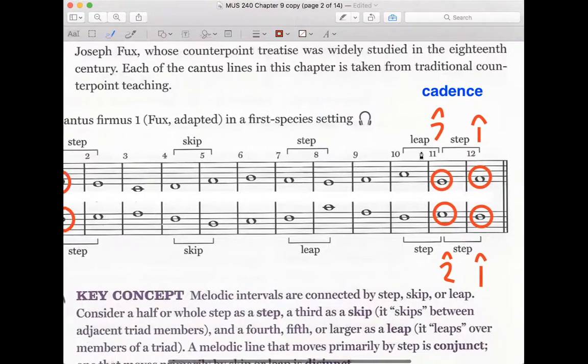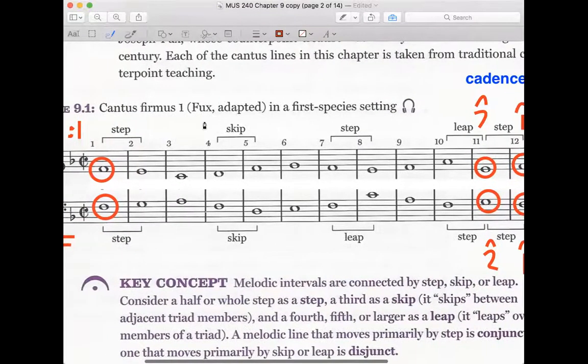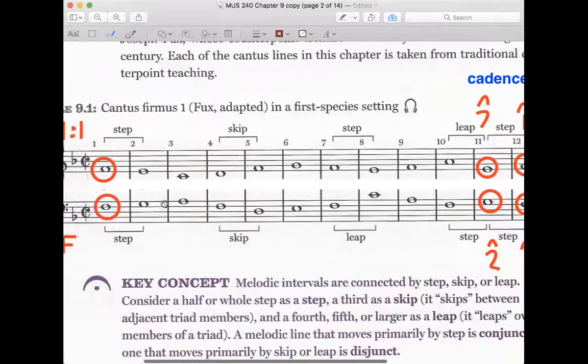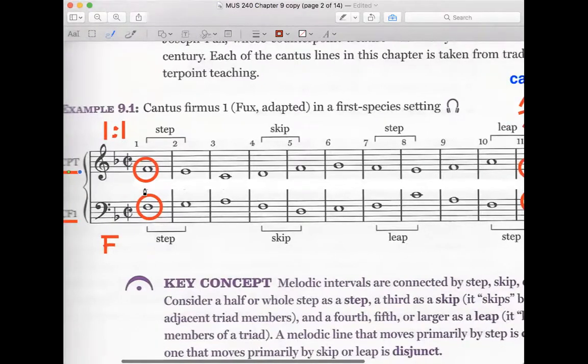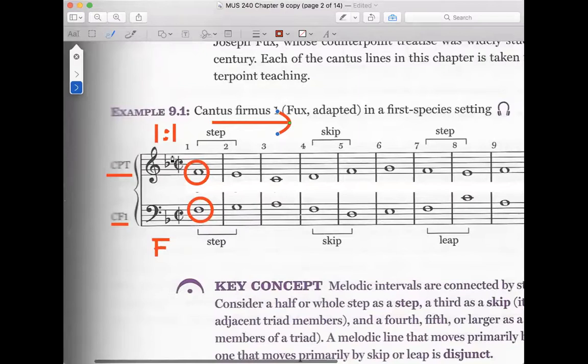Okay. What's something else that we're going to be looking at in this class? Well, we know how to start, we know how to end. We know about Cantus Firmi, which is the plural of Cantus Firmus. We also know about the counterpoint. Okay, what else are we studying? Well, we're looking at horizontal motion and vertical motion. Okay, so horizontal and vertical.